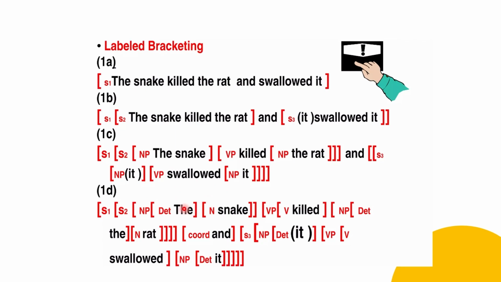Now we are going to mention the part of speech of all these different words. The is a determiner, snake is a noun, killed is a verb, the is a determiner, and rat is a noun, and is a conjunction, which is defined as CONJ here. It is going to be a noun. Swallowed is a verb. It is a noun again. So this is how label bracketing actually works. We divide the sentence, and then we bracket them, and then we label them.